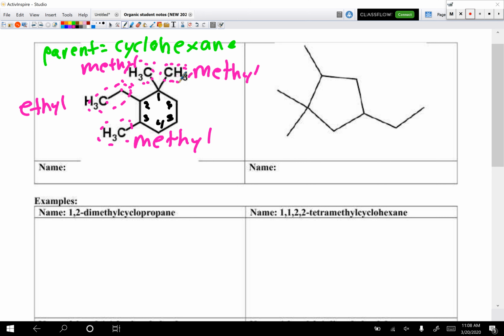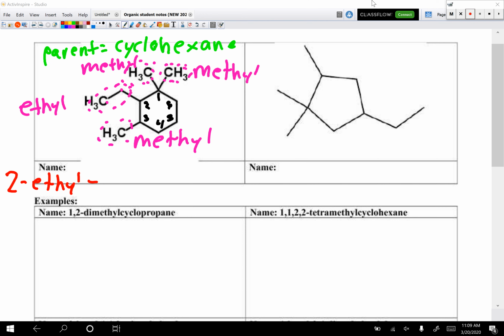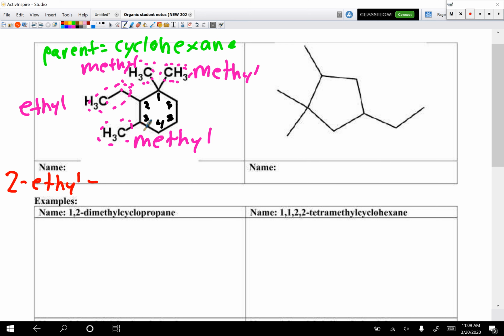So now when we actually name this right here, because we have different branch names, now we need to consider the alphabet when numbering or naming it, sorry. So E comes before M in the alphabet, so we're going to have to name our ethyl first. And we have our ethyl off carbon 2. So this name is going to start with 2-ethyl. So that is that branch. Now we need to name our methyls. So we go dash. Sorry for that popping up. We have methyl groups off carbon 1 and 3. Specifically, we got 2 on carbon 1. So we go 1, comma 1, then comma 3. Now there are 3 of them. So that's trimethyl.